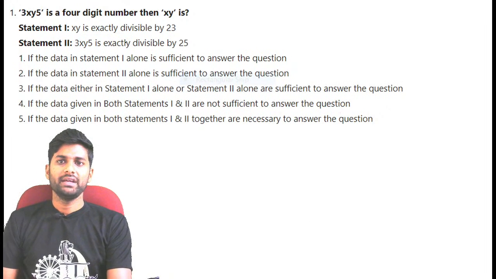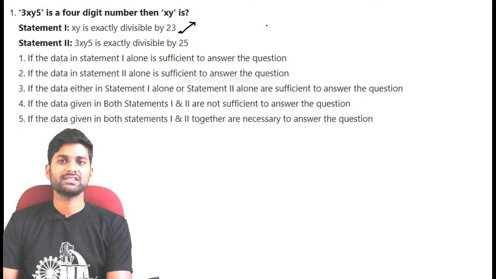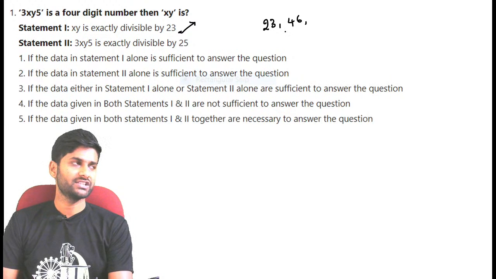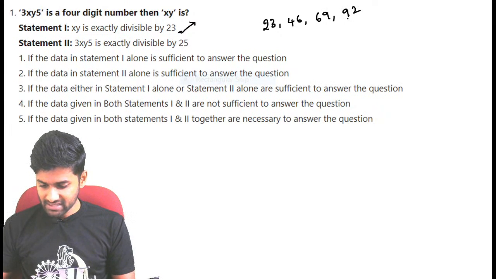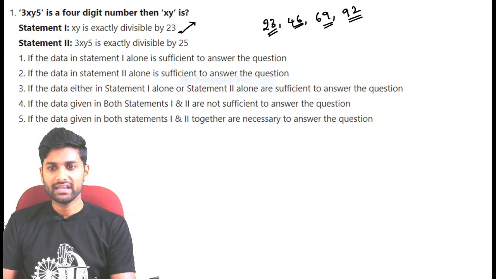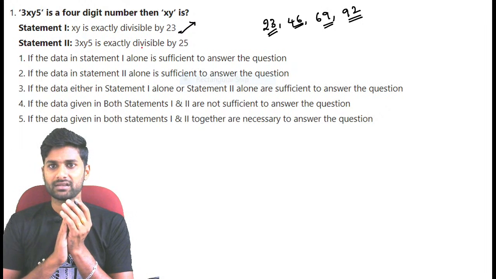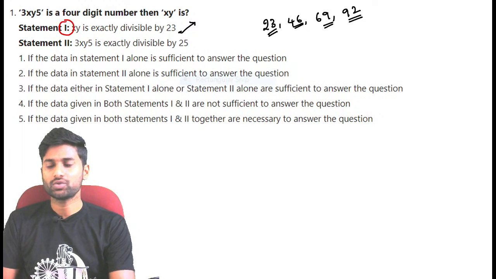See guys, first of all, take xy as statement one. xy is divisible by 23. What are the chances? Either 23, 46, 69, or 92. 23 ones are 23, 23 twos are 46, 23 threes are 69, and 23 fours are 92. Any of these numbers can replace xy. So we still have not confirmed the value of xy. We have 4 chances. Now see, statement 1 is not sufficient to get the answer.